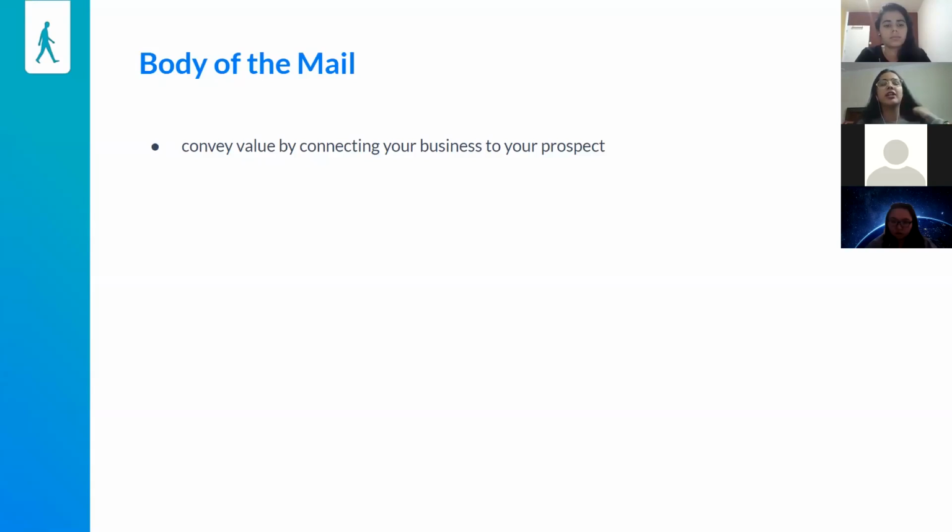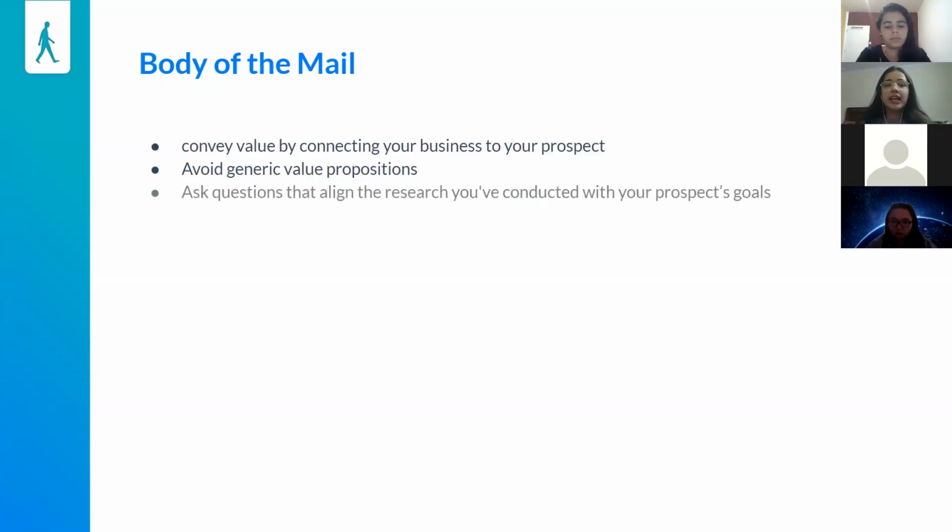So if somebody works on, let's say, again, the same example, leadership, ISEC as an organization works on leadership. So you highlight that point and you tell them that this is a shared value that you guys have. The second thing is obviously avoiding generic value propositions. Something that I personally like doing is not directly pitching to them in the email. I would want to have a conversation with them. I would want to get to know them before I pitch them something or I give them a value proposition. So avoid doing that. Ask questions that align the research you've conducted with your prospects.